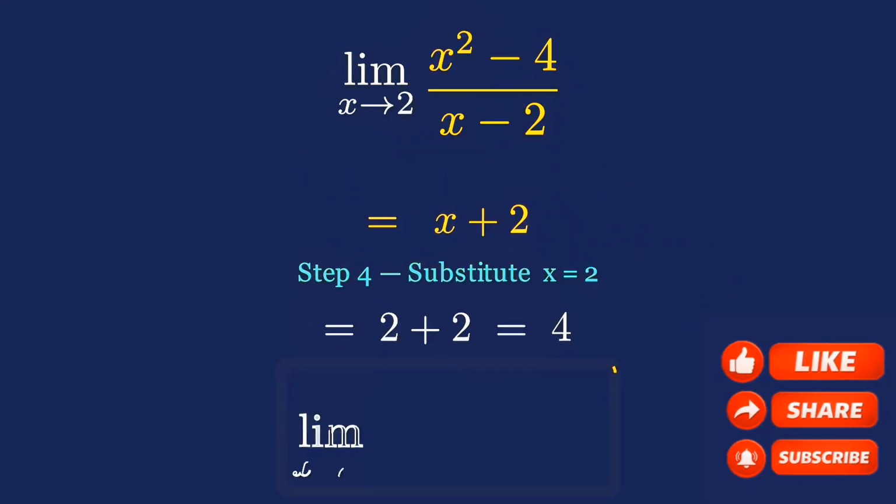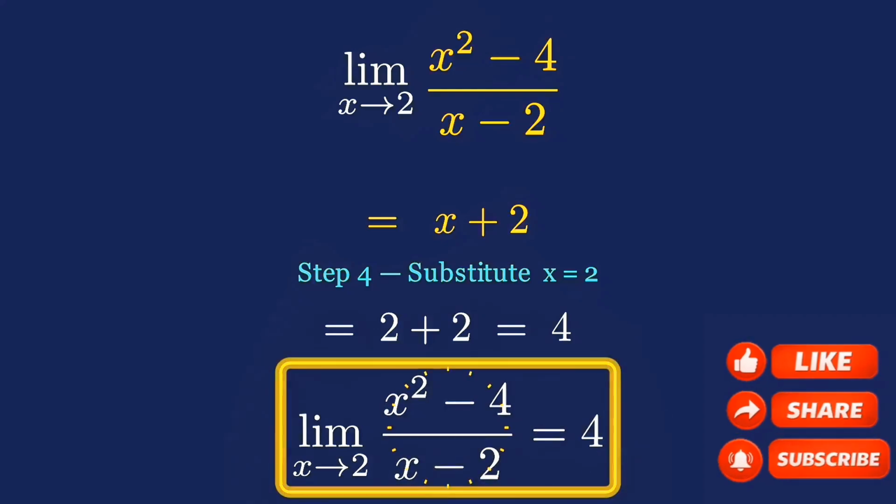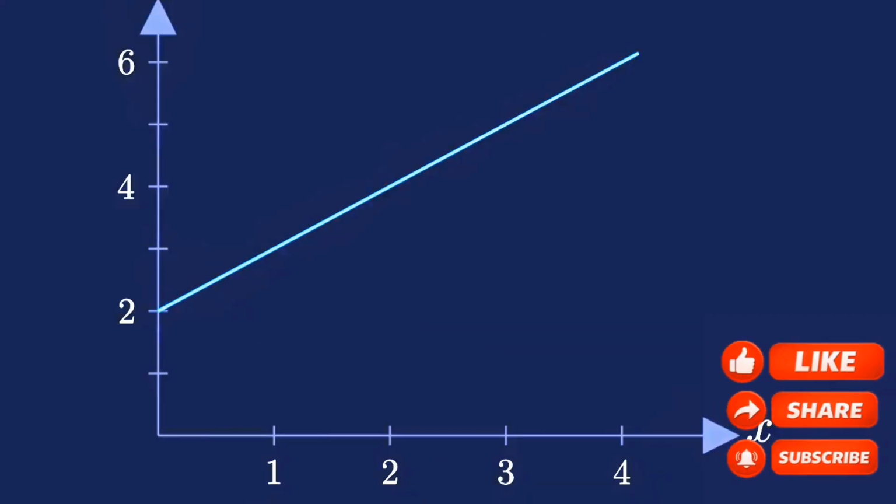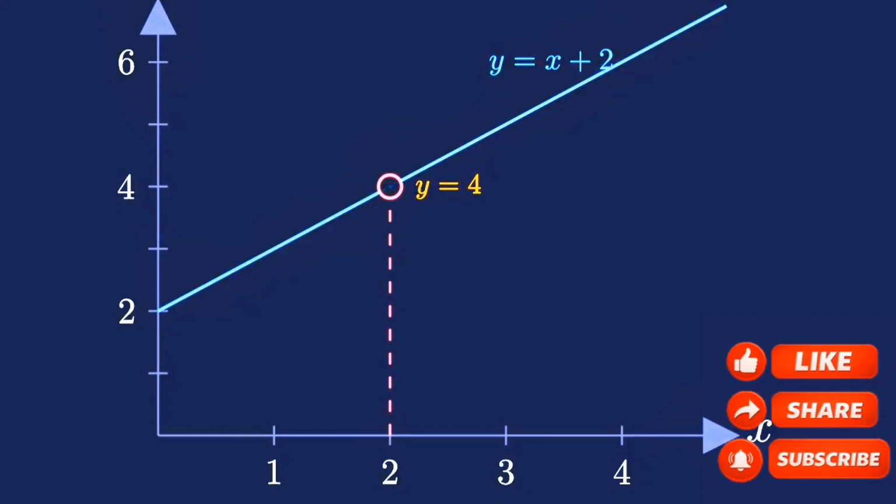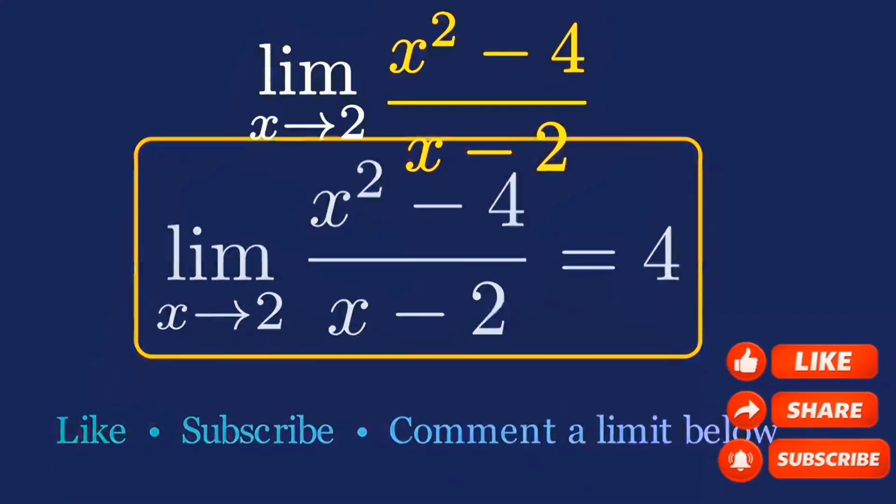Step 4, substitute x = 2 again. 2 + 2 equals 4, so the limit is 4. Graphically, the function has a hole at x = 2, but the graph approaches the y value of 4 from both sides. Therefore, the final answer is 4.